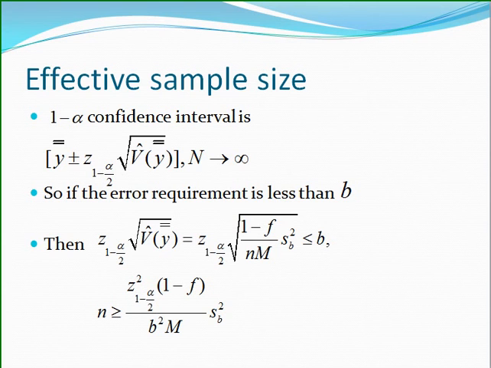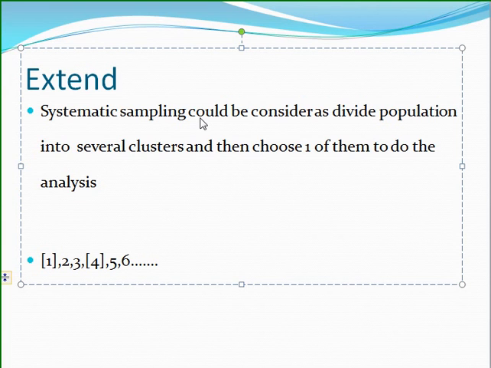There are some sampling methods that could also be considered as some special kind of cluster sampling. For example, systematic sampling could be considered as a special kind of cluster sampling, which divides the whole population into several clusters and chooses one of them to do the analysis. For example, if we use this kind of systematic sampling, we choose the first one and then choose every k-th one. So it's just like we divide them into 1, 2, 3 clusters and choose the first cluster and analyze every unit inside of that.